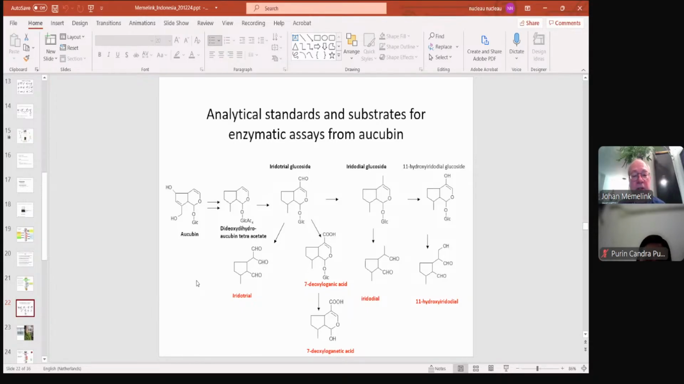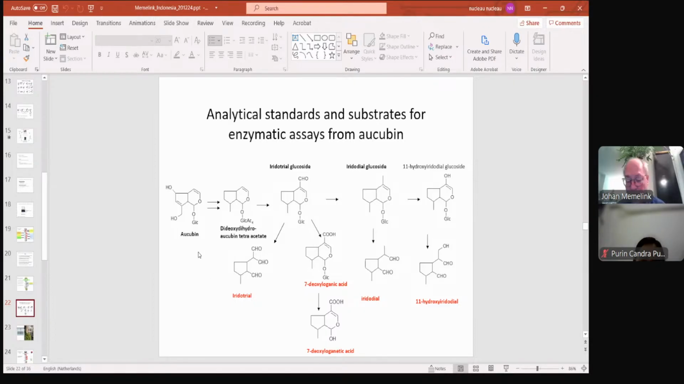This was quite old literature, actually from the 60s, on how you could make different compounds from alcubin. So here at the left you see alcubin, and then via different, relatively easy chemical conversions, you can make the 5 different compounds that we were looking for. And we found this chemistry in articles, as I said, from the 60s.